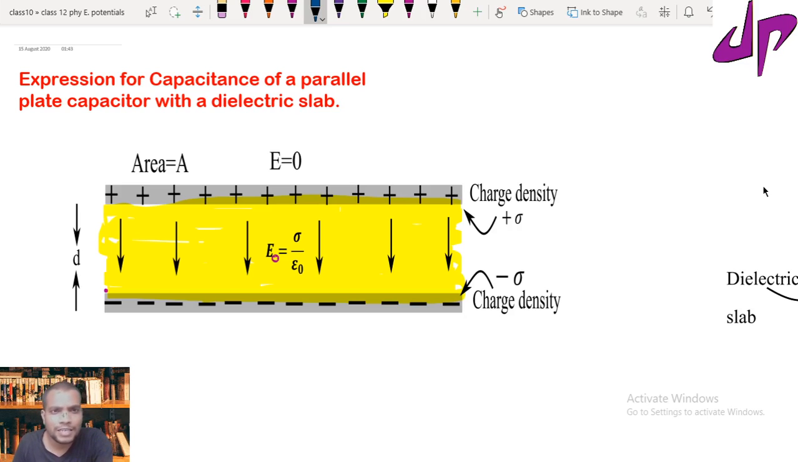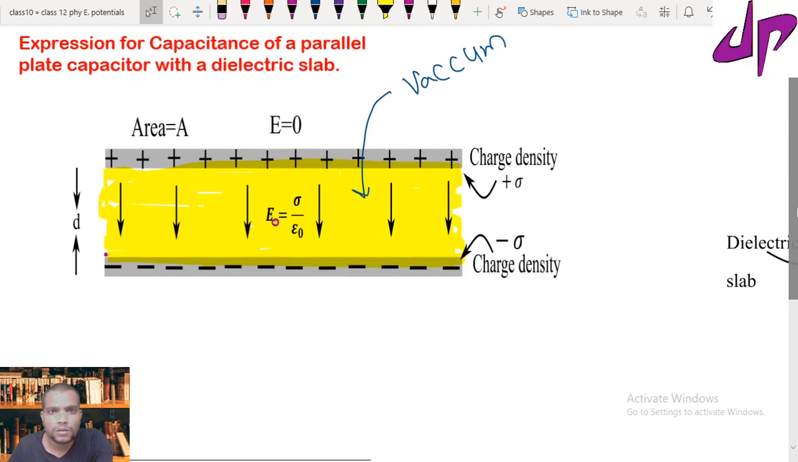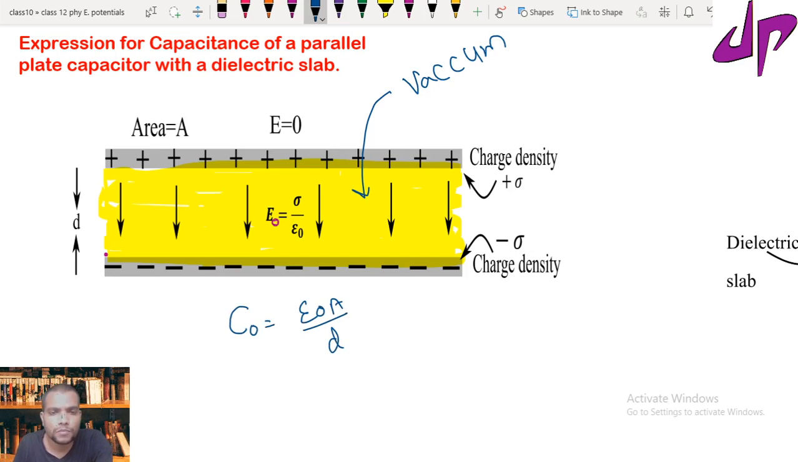Let's consider an ordinary capacitor, without a dielectric. Here the yellow shaded region is an air medium or vacuum. It's an ordinary capacitor, no dielectric at all. Suppose I would like to write the capacitance expression of this capacitor: C naught equals epsilon naught A upon d. Here A is the area of the plate and d is the distance between the two plates.